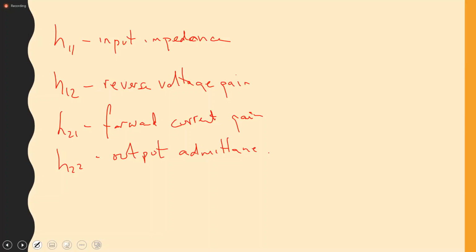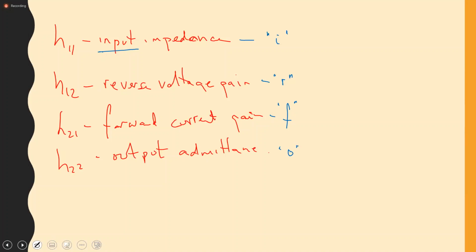Now, what we're going to focus on are just the first words in these descriptions. So for input, I'm going to focus on just the I. That's a clumsy way of putting it, but anyway. For reverse, we have R. For forward, F. And for output, we have O.